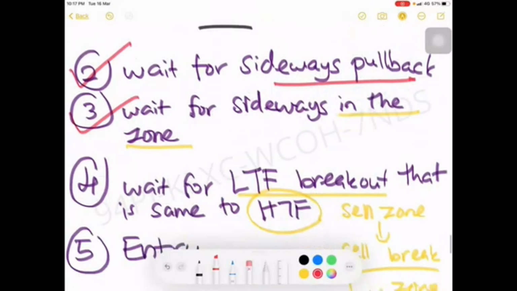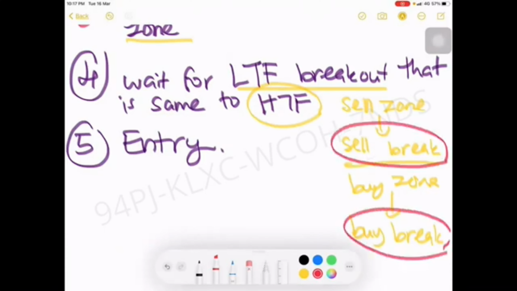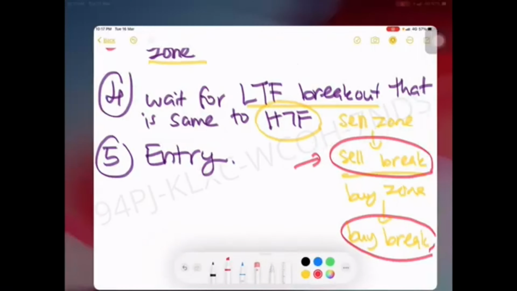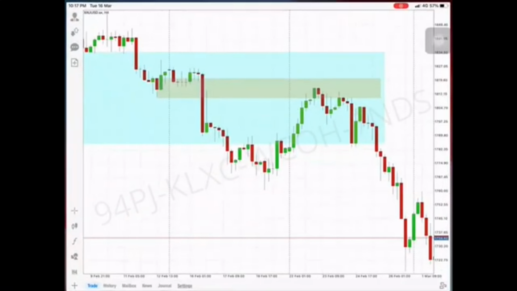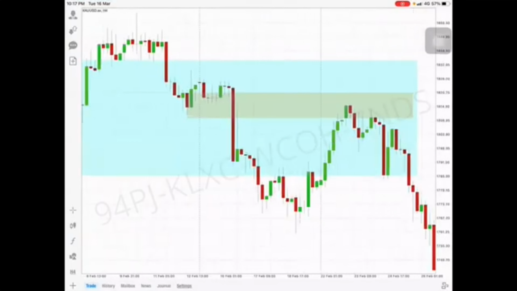Now, what are you looking for? Wait for it. Yes, so we are looking for sell. Because right now we marked the sell zone, so we are looking for sell breakout. And we will go to H1.